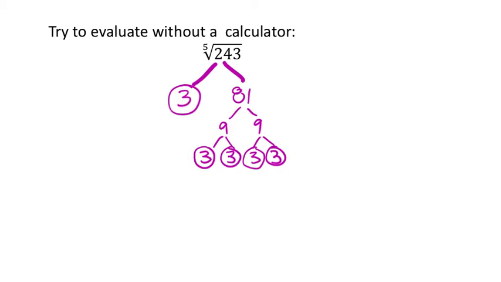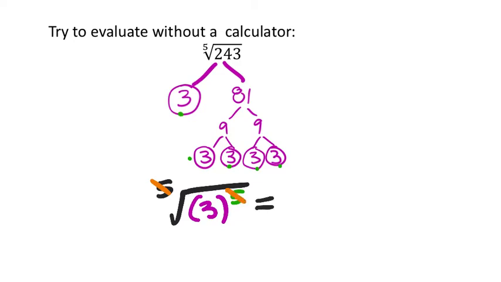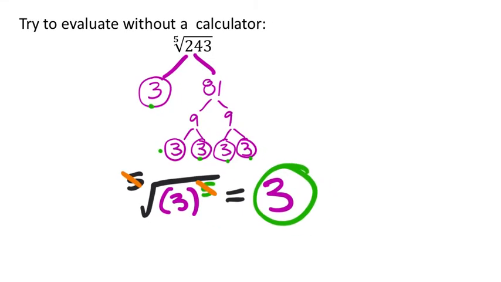Now this one is nice because it just happens to be that 243, it's 1, 2, 3, 4, 5 3's multiplied together. So just to emphasize what we're doing here, you got the fifth root of 243, but I don't want to show it as 243. I want to show it as 3 to the power of, well, 1, 2, 3, 4, 5. So again, these 5's, index and exponent, make each other a phantom 1, and you're just left with the 3. Boom, that's it.